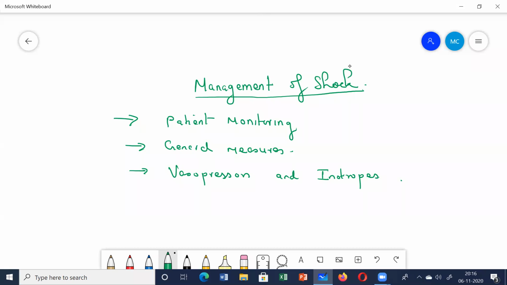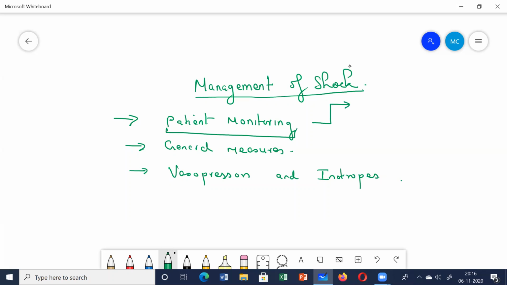That is patient monitoring, the general measures, and the different drugs which are used, the different vasopressors and the inotropic drugs. So one by one we shall discuss. First, let us talk about the patient monitoring. What are the things which you should monitor in the patient?